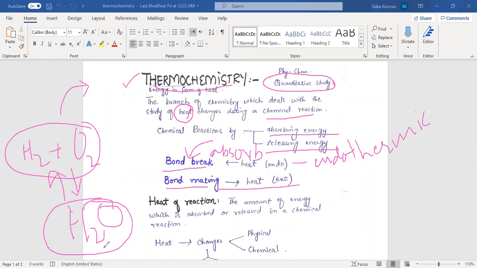While making something, energy will be released. While breaking something, energy will be absorbed. So in thermochemistry, basically we discuss heat loss and heat gain. The whole of thermochemistry revolves around the heat of the reaction. What is the heat of the reaction? The amount of energy that is absorbed or released in a chemical reaction. That is, how much energy will be absorbed or released during a chemical reaction. That heat of reaction is the main concept of thermochemistry.